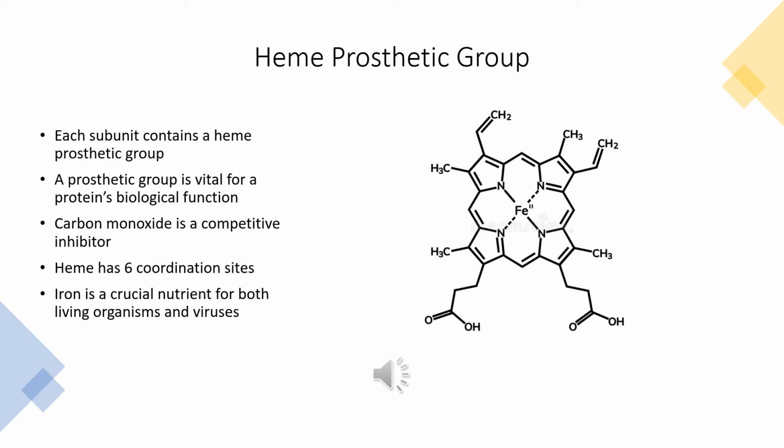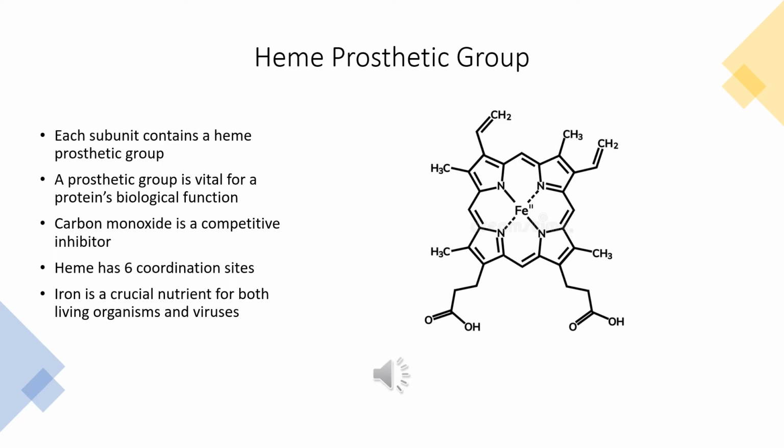Hemoglobin can also bind competitive inhibitors such as carbon monoxide, which binds 250 times stronger than oxygen, meaning that when hemoglobin binds carbon monoxide, its ability to transfer oxygen from the lungs to the tissues is greatly reduced.